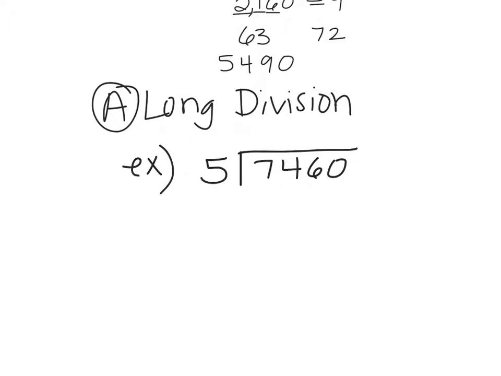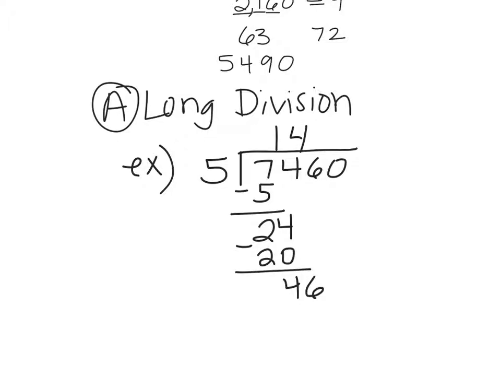All right, so let's remember how to do long division. So first you're going to go 5 and 7. 5 goes into 7 how many times? 1 time. 1 times 5 is 5. And then what do you do with those numbers? You subtract them, right? 7 minus 5 is 2. Bring down the 4. 5 goes into 24 how many times? 4 times. Good. 4 times 5 is 20. Subtract, you get 4. Bring down the 6 now.